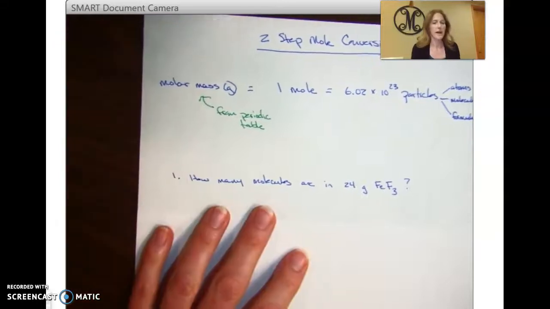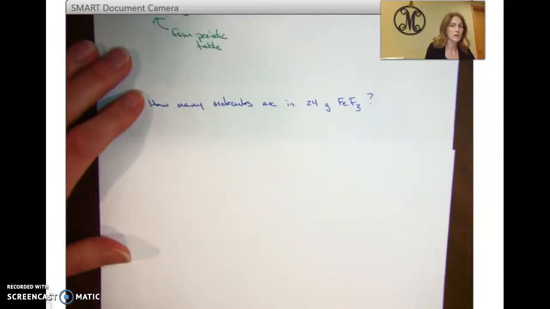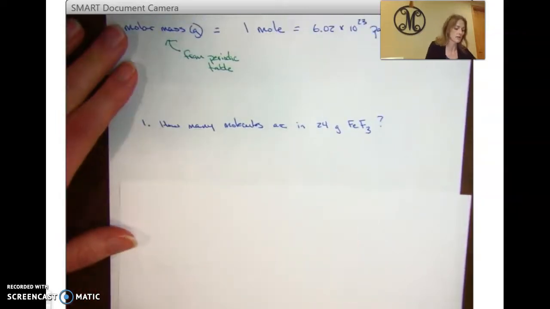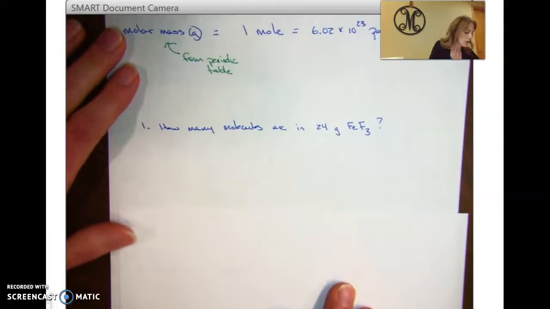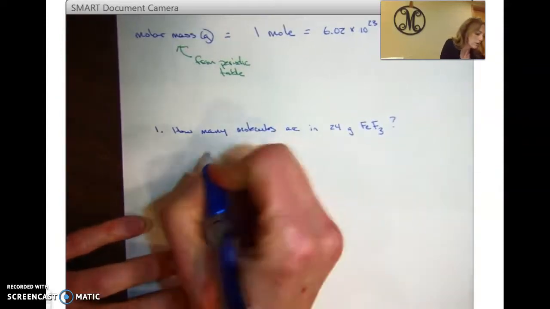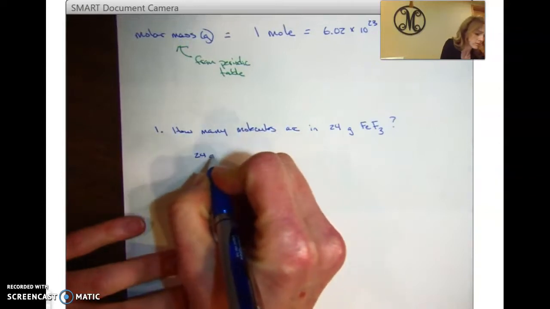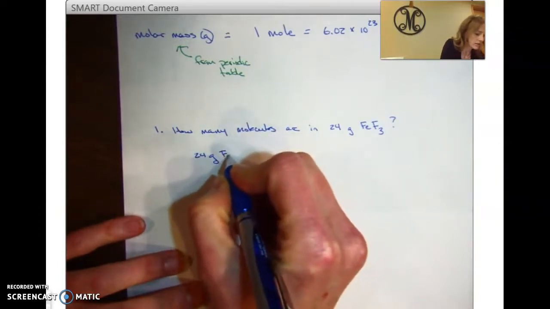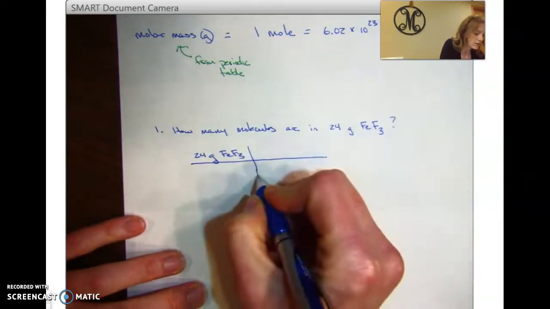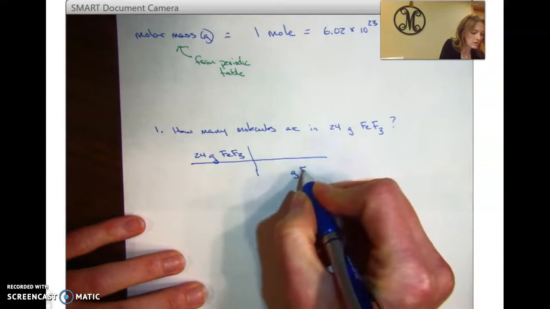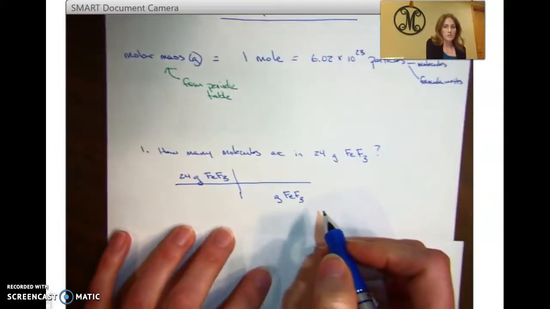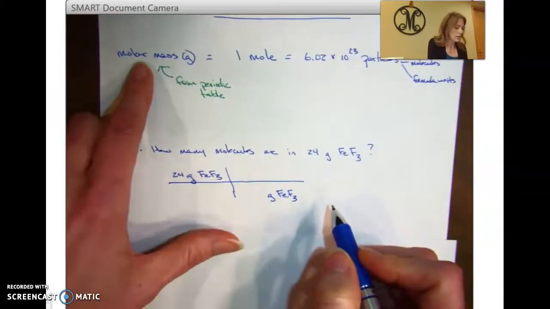So number 1, how many molecules are in 24 grams of iron fluoride, FeF3? That'd be iron 3 fluoride. So here we go. Start with what you know. You have 24 grams of FeF3. We want that unit to go away, so you drop it in the bottom. Now, how do grams relate to molecules?